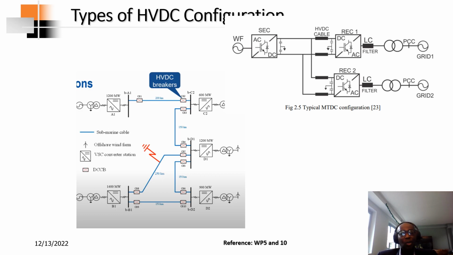Next is a picture of how a multi-terminal DC configuration looks. As you can see over here, we have a 3-terminal on that side and also another 5-terminal. So 1, 2, 3, 4, 5 on the left side. On the right side is a 3-terminal, on the left side is a 5-terminal. So that is what we call a multi-terminal DC configuration.